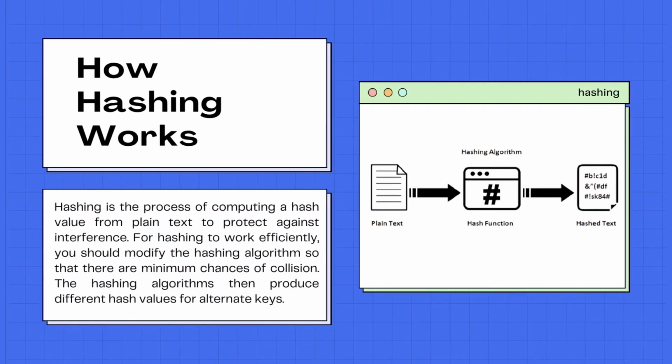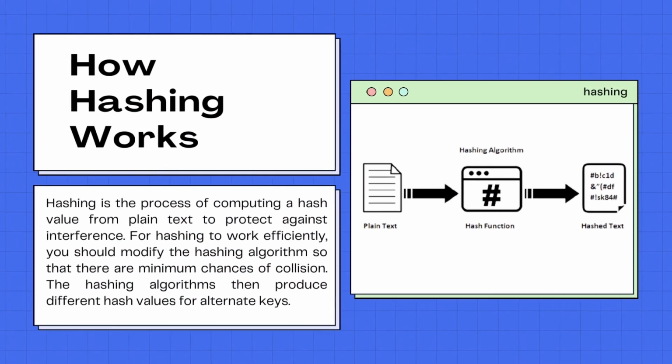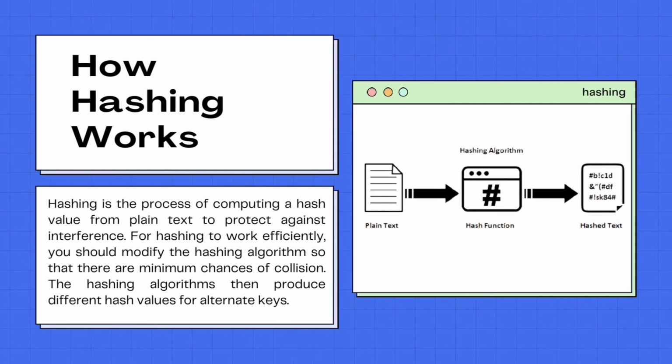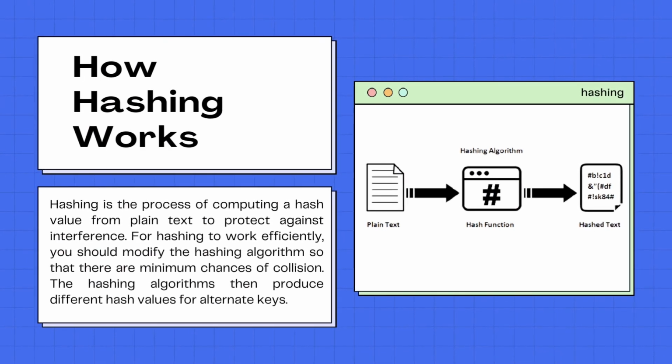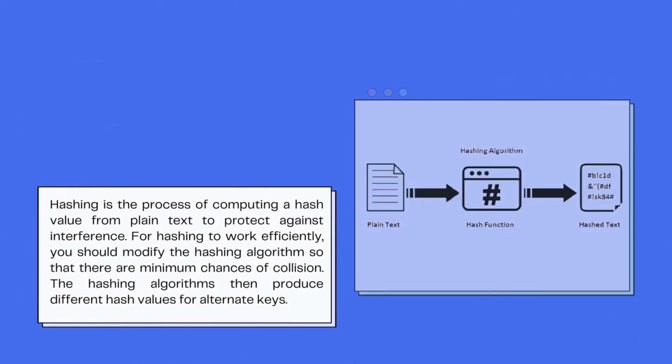How hashing works. Hashing, in the context of cryptocurrency, is the process of computing a hash value from plain texts in order to protect against interference. Two different keys can produce identical hash values, which results in a collision. For hashing to work efficiently, you should modify the hashing algorithm so that there are minimum chances of collision. The hashing algorithms then produce different hash values for alternate keys.